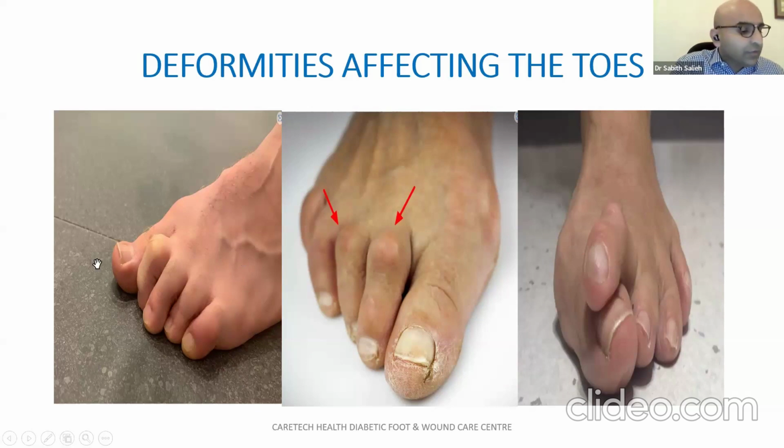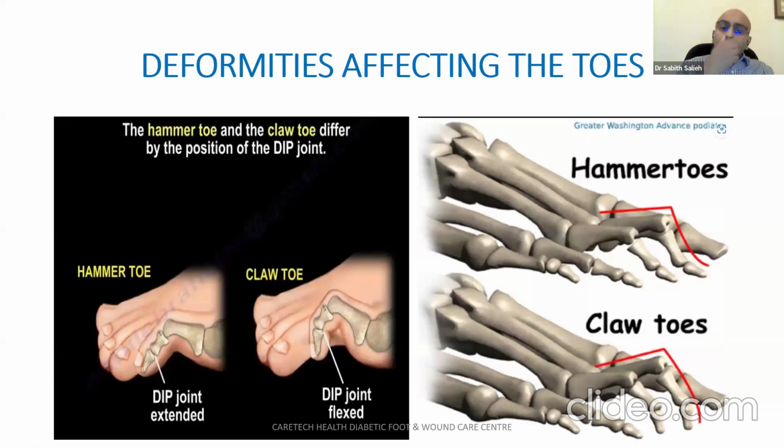Okay, so in the interest of time, this is basically a claw toe, right? And this is a hammer toe, right? And this is an overriding toe. So sometimes we do see patients with these deformities. Just how do you differentiate between them is at the DIPJ. If at your DIPJ it is flexed, then we refer to it as a claw toe, right? And if it is extended, it's called a hammer toe.